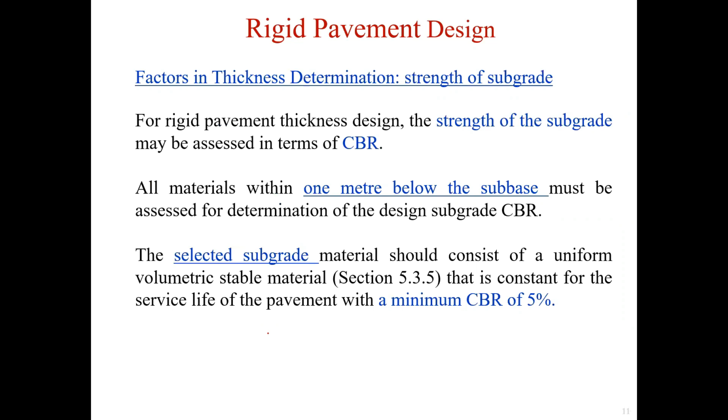Now let's see the factors in thickness determination. Similar to that for flexible pavement, for rigid pavement thickness design, the strength of the subgrade is also assessed in terms of CBR. All materials within 1 meter below the subbase must be evaluated to determine the design subgrade CBR. It is also required that the selected subgrade material ought to consist of a uniform, volumetrically stable material that is constant for the service life of the pavement. The corresponding CBR has to be at least 5%.